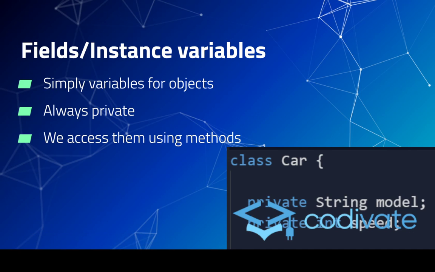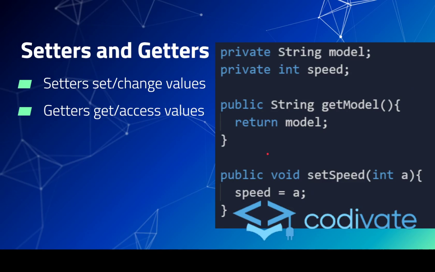Alright, so if they're private, that means we can't just access them like normal. We can't just say model equals 2. We can't do that. Instead, we have to access them using methods. So that's why I talked about methods first. So here we have these two types of methods called getters and setters. I'll start with setters. Setters change values. So when I say x equals 2, I would use a setter there, right? If I want to say speed equals 2, I would call this method and input 2 here.